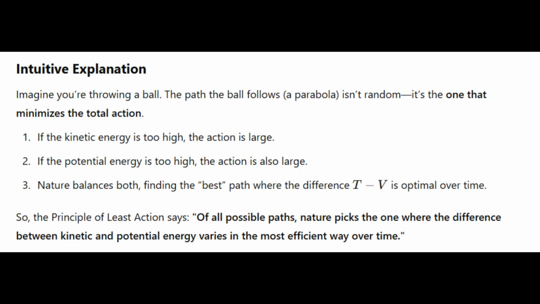Intuitive explanation. Imagine you're throwing a ball. The path the ball follows, a parabola, isn't random. It's the one that minimizes the total action. If the kinetic energy is too high, the action is large. If the potential energy is too high, the action is also large. Nature balances both, finding the best path where the difference T minus V is optimal over time. So the principle of least action says, of all possible paths, nature picks the one where the difference between kinetic and potential energy varies in the most efficient way over time.